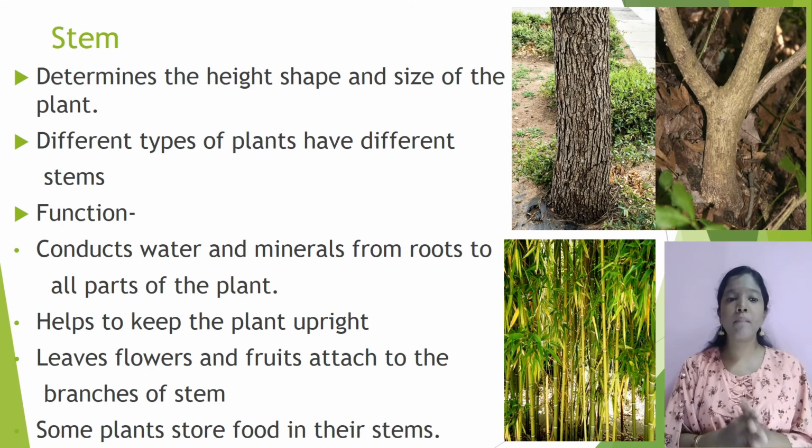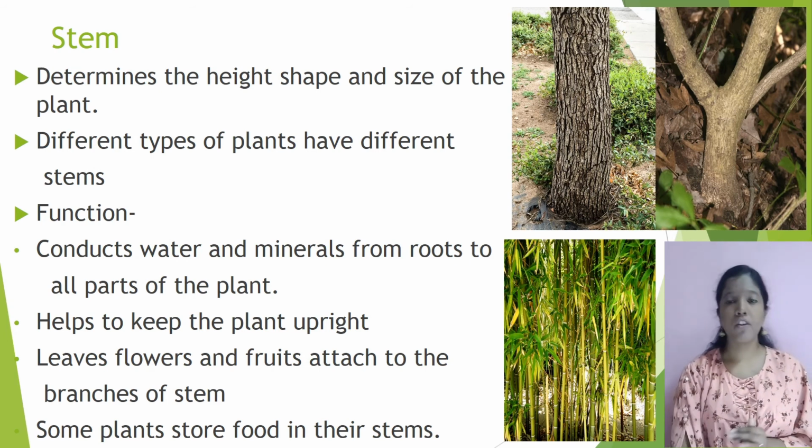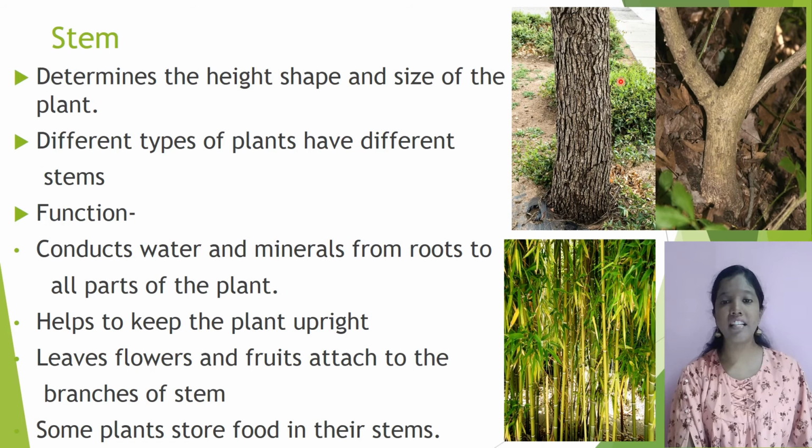So the different types of plants have different stems. Now you can look over here, this tree has a rough stem, a dark brown stem. Whereas a small shrub has a thin and woody stem. Whereas this bamboo is a grass. If you all know, students, bamboo is a grass. So this has a greenish stem.